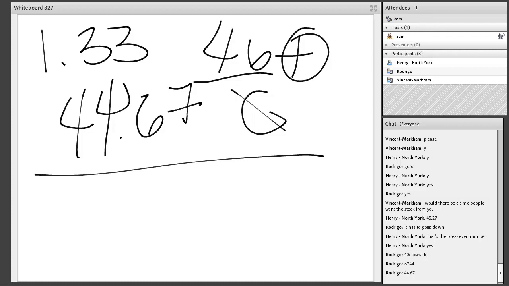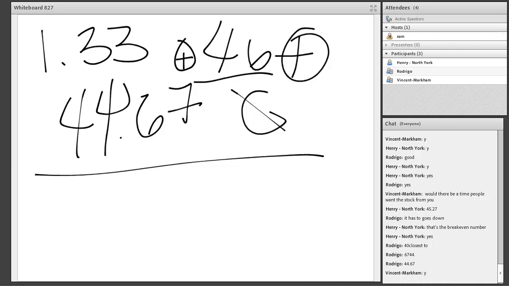44.67. Yep, that's what you meant to do. Okay, 44.67. Okay, good. All right. So that's break even. So everybody understand, right? When we sell a put, they have the right to make us buy the stock, put it to us at $46. So they want the stock to go down. They bought the put because they think the stock's going down. We sold it to them because we think it's going up. Does that make sense to you, Vincent?